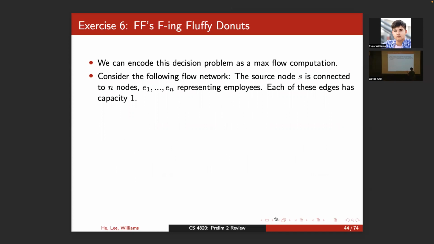We're just going to make a source node and a sink node, obviously, because it's a flow network. And the source node S is connected to a node for every employee, right? So we have some nodes E1 to En, and all of these have unit capacity. And the reason it has unit capacity, actually, can someone explain to me why it might have unit capacity? Yeah? Each worker only gets one donut. Right, each worker gets a single donut. So we only need one from the source to every employee.